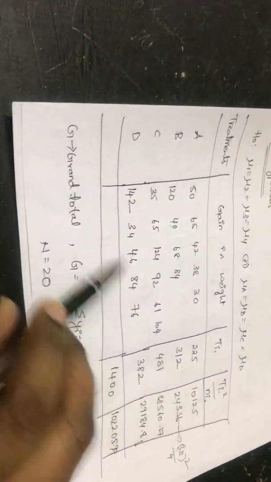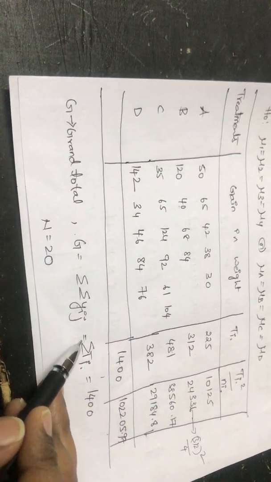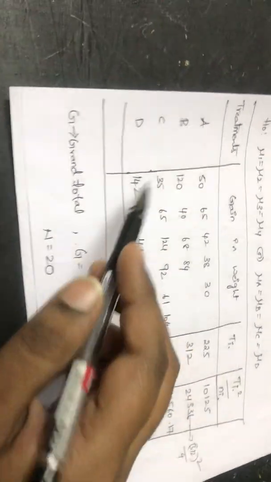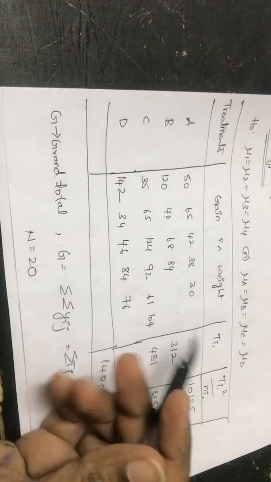So we have to find the total of Ti dot and Ti dot square by ni. This is the grand total: G equal to summation over i, summation over j, Yij, equal to the sum of the Ti dot. This is known as the grand total. The total number of observations in our problem is n equal to 20.